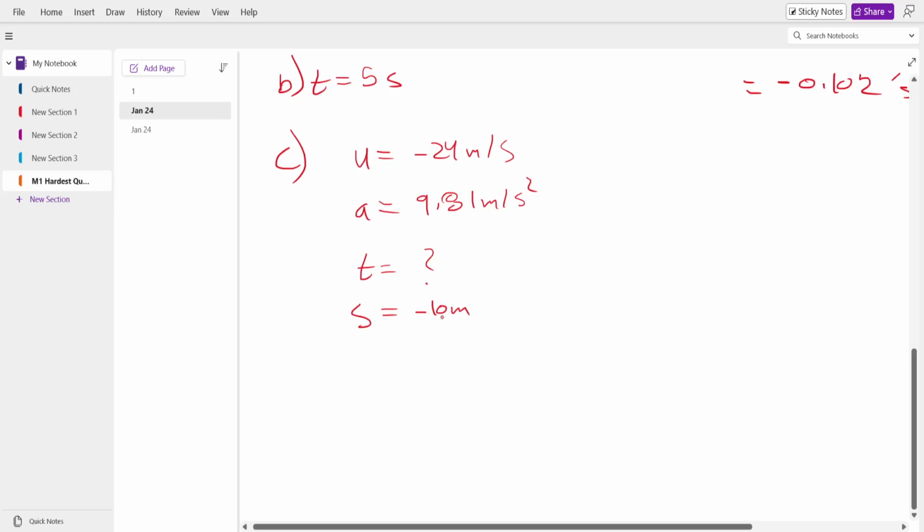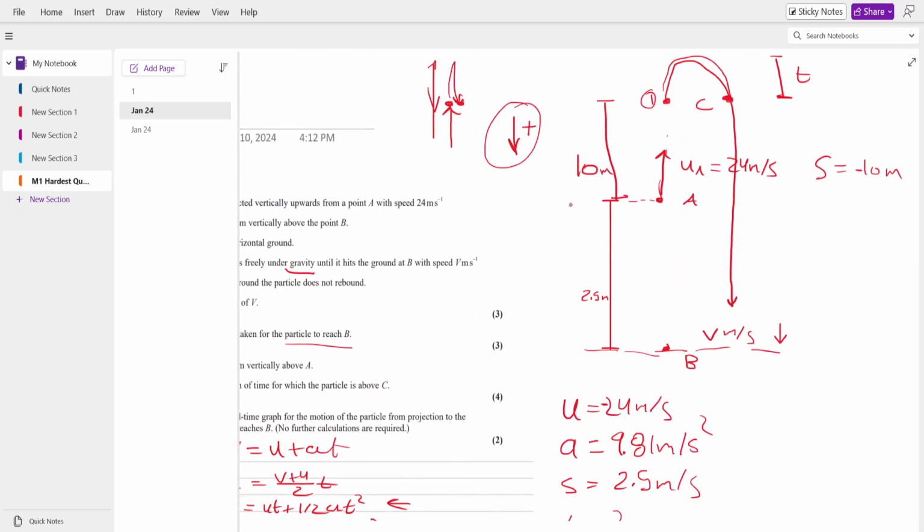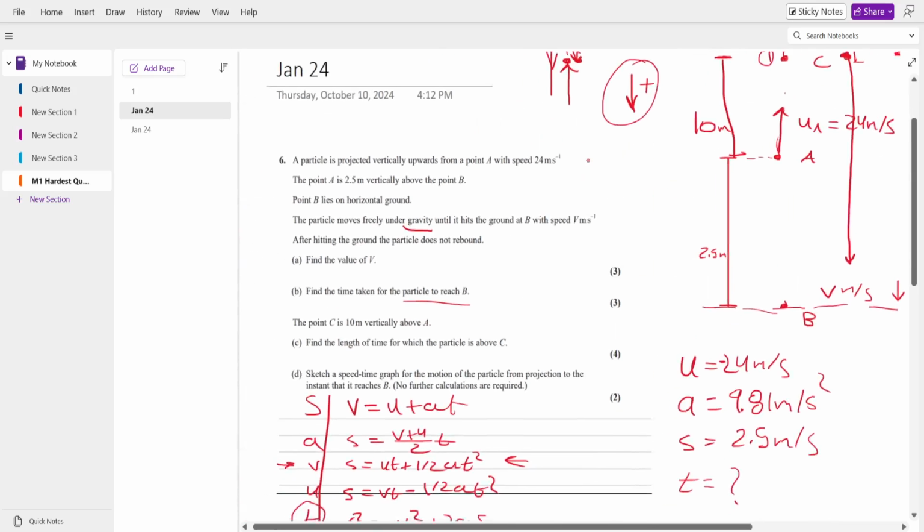This is the shortest and the best way to solve this question, because there is another way. You can find the time till it reaches C, find the time when the velocity is zero, so when it's changing from movement upwards to downwards, then find the time from here to here and add the times. But I don't recommend this method. What I'm saying is better.